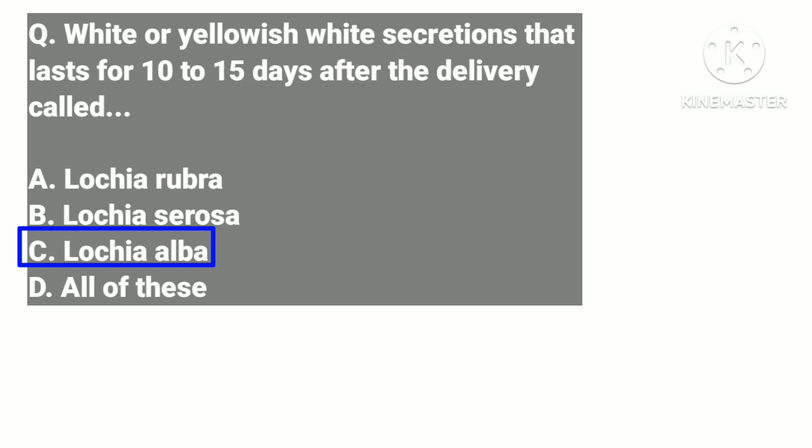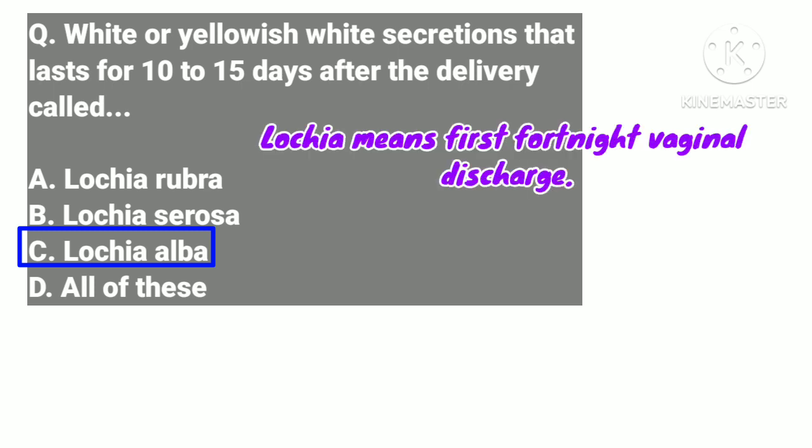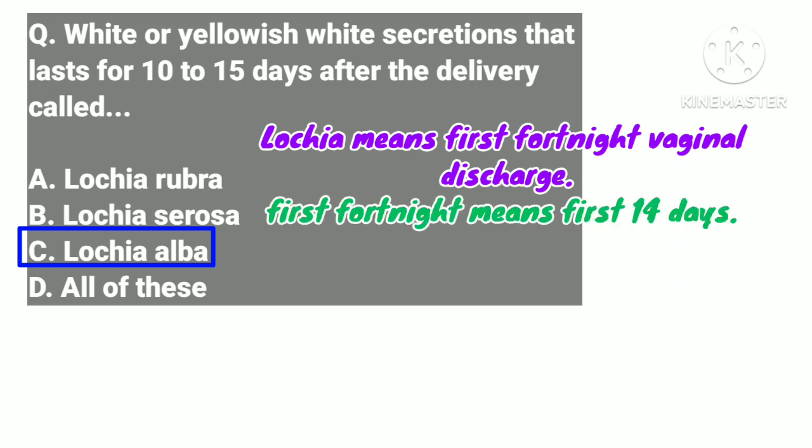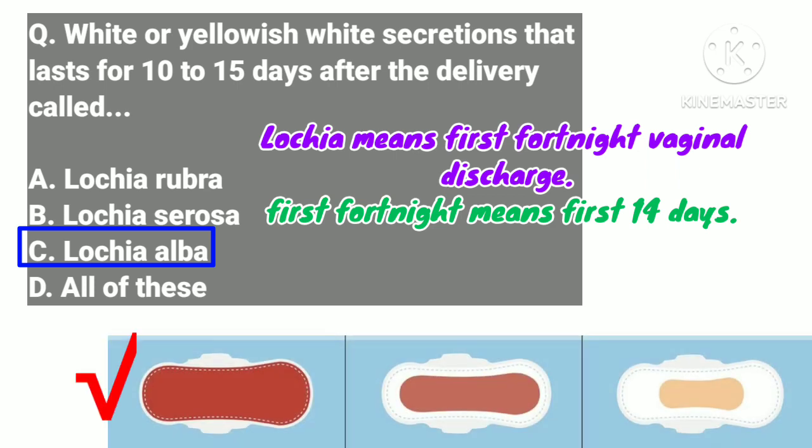Lochia alba. Lochia means the first fortnight vaginal discharges after delivery of the child. First fortnight means the first 14 days. Now there are three types of lochia: lochia rubra, lochia serosa, lochia alba, each for about 5 days. Lochia rubra is dark red in color, lochia serosa is pinkish brownish in color, and lochia alba is yellowish white in color.